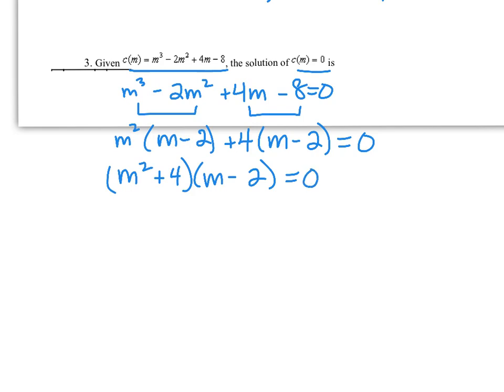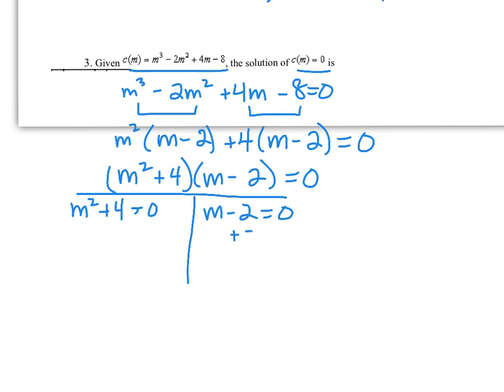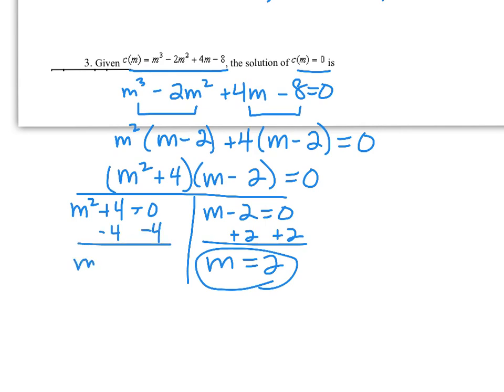So remember, if it says equals 0, we want to do our t-chart and we actually want to solve. So I'm going to take m squared plus 4, set it equal to 0, and I'm going to take m minus 2 and set that equal to 0. Well, that one's pretty easy, right? We just add 2, and we get m equals 2. So there is one of our solutions. Okay, now over here, we're going to subtract 4, and we'll get m squared equals negative 4.